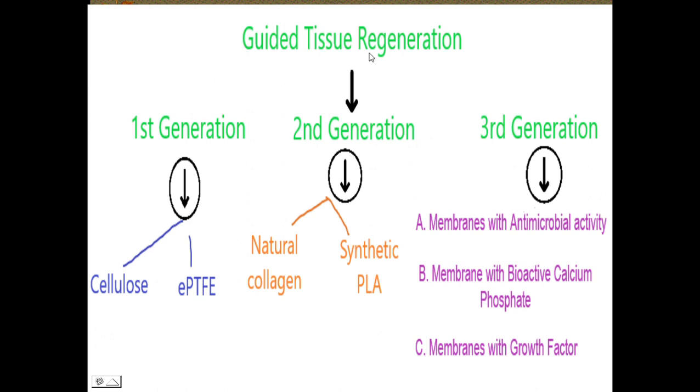So this is the classification. It is easy to remember now. Guided tissue regeneration, first generation: non-degradable, cellulose and polytetrafluoroethylene. Second generation: biodegradable, natural and synthetic. Under natural, collagen; synthetic, polymer of polylactic acid. In third generation, the membrane is incorporated with some growth factor or some other antimicrobial agent.